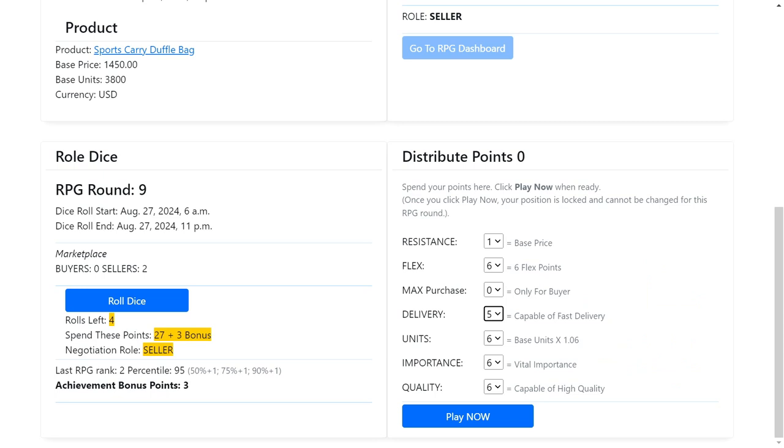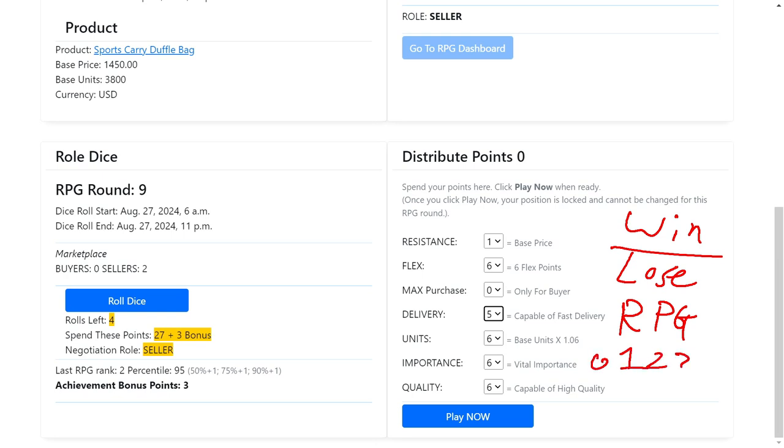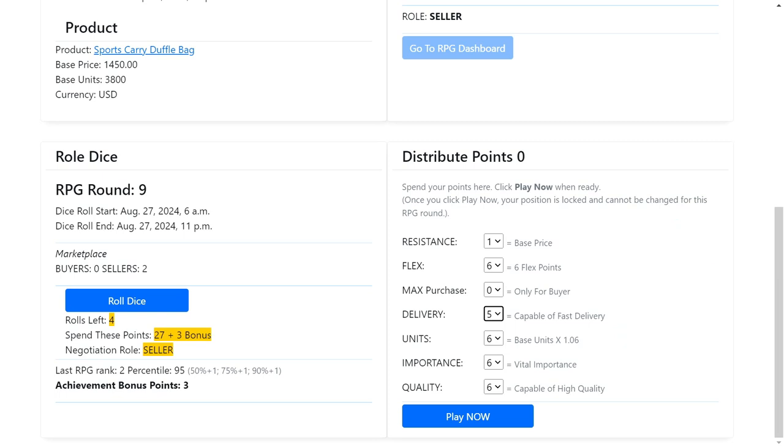Not every negotiation you have to win 100%. Sometimes you can compromise and maybe you lose a negotiation. When I say lose, what does lose mean? Lose, well, let me write lose on here. Lose, win, right? What do we mean by this? Well, we're going to have many negotiation rounds. So we're going to have RPG round 1. Round 0, round 2, 1, 3, we're going to have many of these. So you have many opportunities.